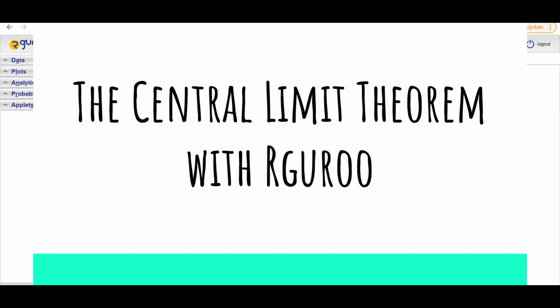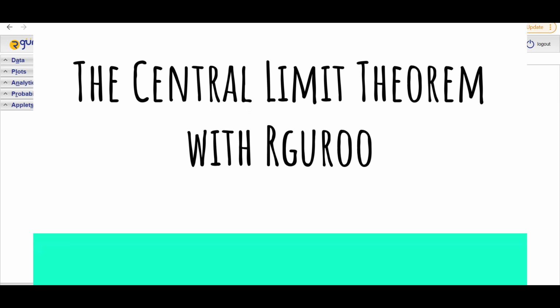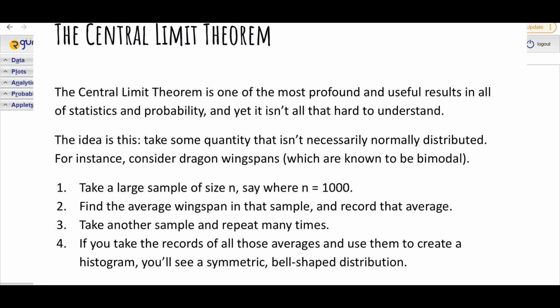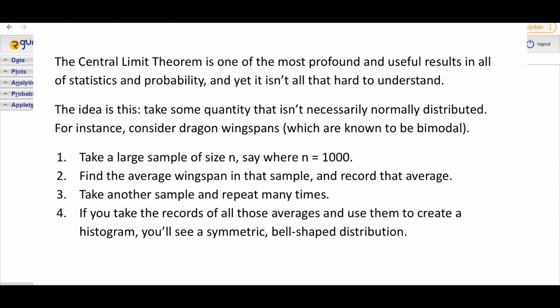In this video, we're talking about central limit theorem, and we'll be using Rguroo as our technology. So the central limit theorem is one of the most profound and useful results in all of statistics and probability. And the idea is similar to what was in the video that I paired with this one that involves the bunnies and the dragons. But basically, you take some quantity that isn't necessarily normally distributed.